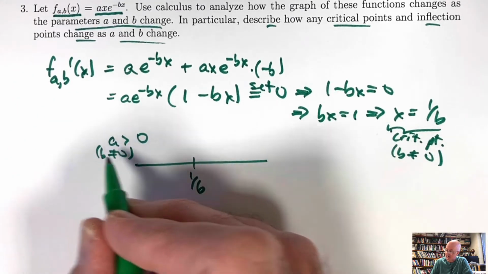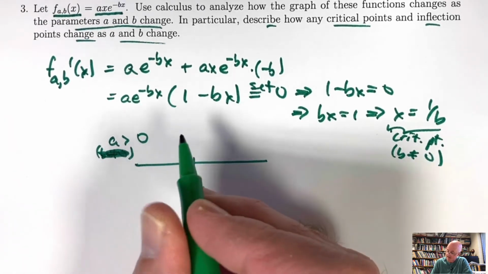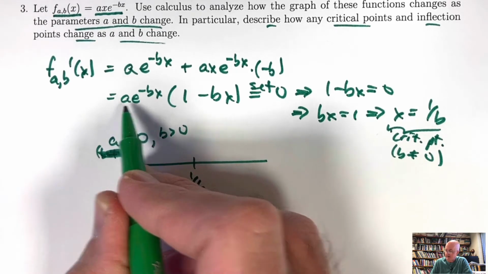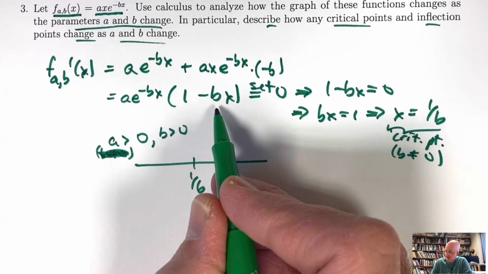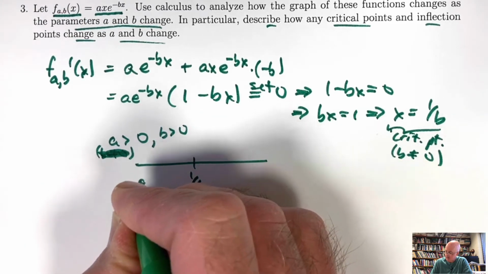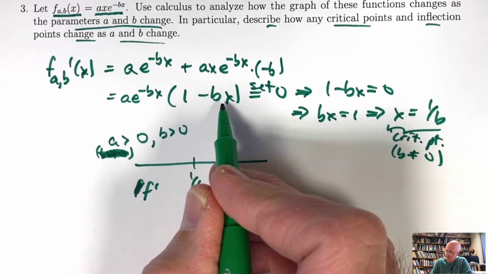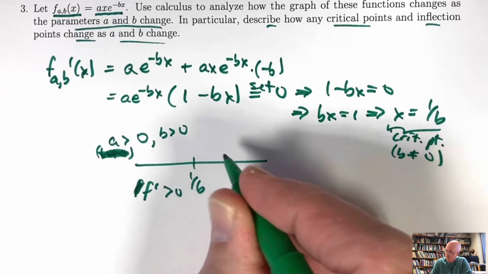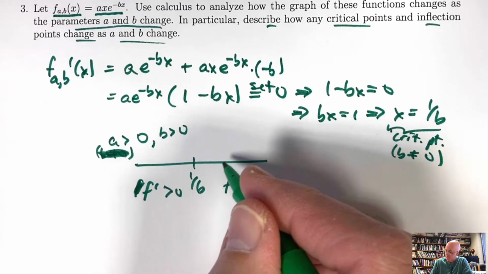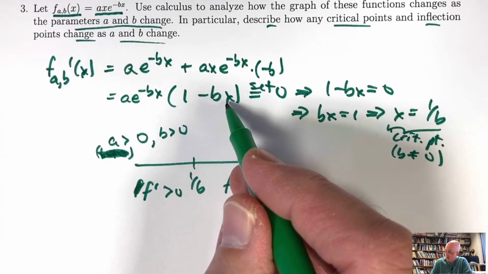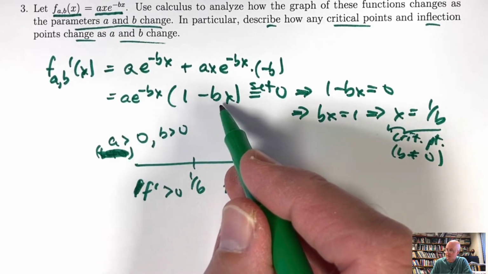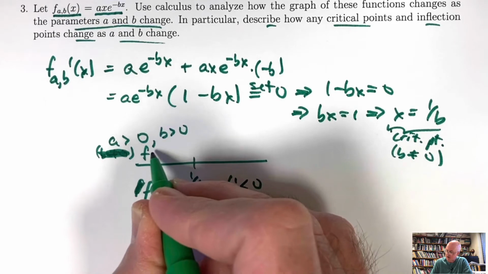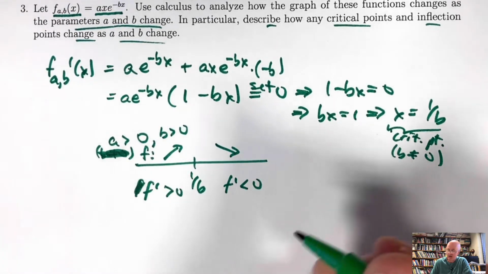Let's see, I guess we have to think about the case where the sign of b matters as well. A is positive and b is positive. Then that's a positive quantity, that's a positive quantity, and this is a quantity that changes sign. If b is positive and you're less than 1 over b, like 0, for example, that's a positive quantity. And if you're bigger than 1 over b, imagine plugging in a number like 2 over b, you're going to get 1 minus 2, a negative number. So the function itself changes from increasing to decreasing, and you've got a local max.